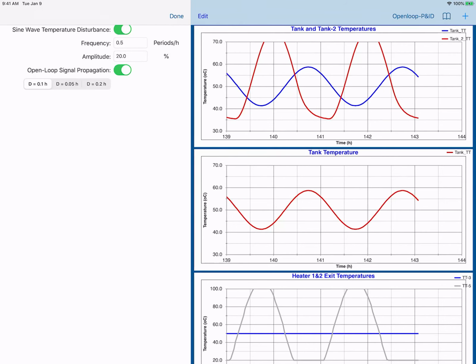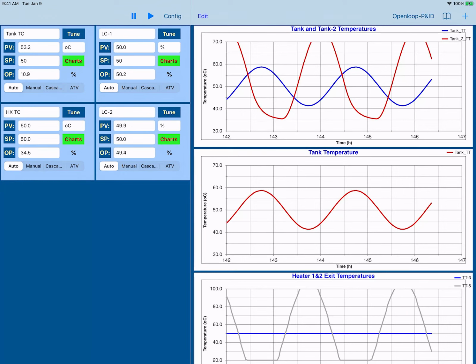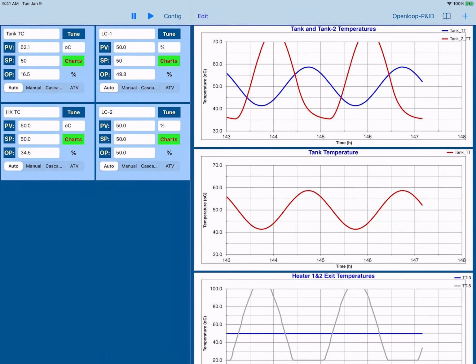I'm starting out the simulation with a sine wave disturbance of 0.5 periods per hour and an amplitude of 20 degrees. The dead time is 0.1 hours and the open loop signal propagation is on. The tank temperature controller's gain is 8, but the system is not driven into self-oscillation because the top tank is not under feedback control. Instead, the bottom temperature is varying in harmony with the top tank due to the controller action. The red curve, being the bottom tank temperature, is almost perfectly offset against the top temperature, which is the blue curve, and there would be good cancellation under feedback control. Let's now increase the frequency to 1 period per hour.